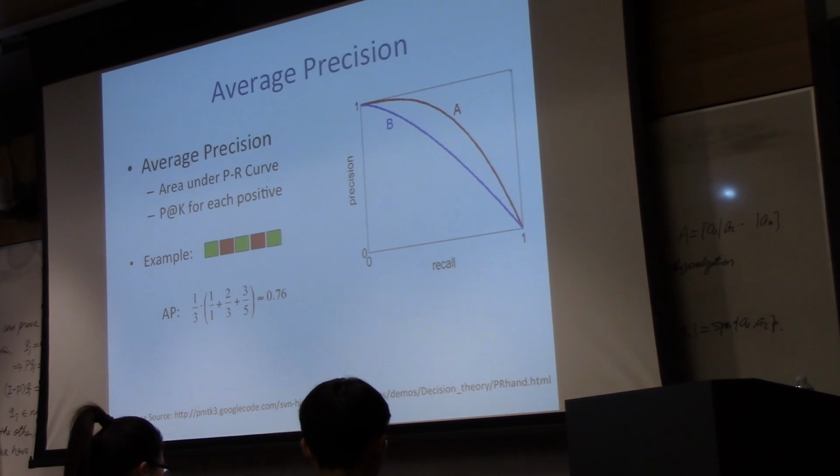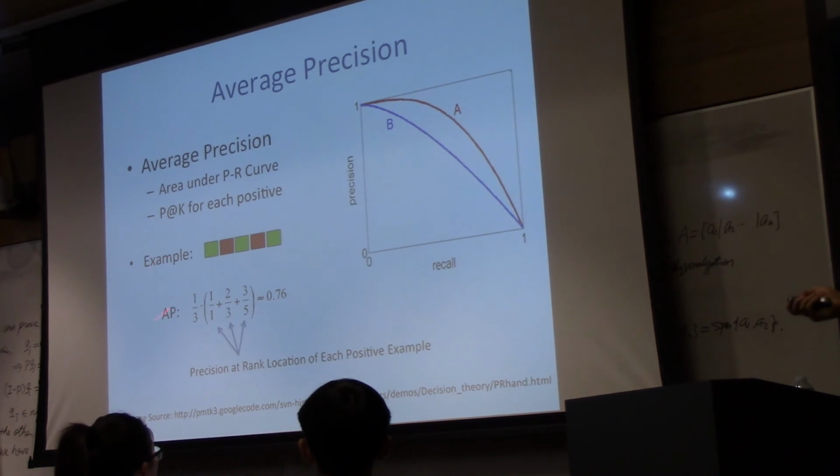So here's how it looks. I get the same ranking. In this ranking, there are 3 positive examples at rank 1, rank 3, and rank 5. Average precision is the average of the precision of this ranking at rank 1, at rank 3, and rank 5. So at rank 1, the precision is 100%. At rank 3, the precision is 2/3. And at rank 5, the precision is 3/5. And the average of that is about 0.76. So that's average precision.